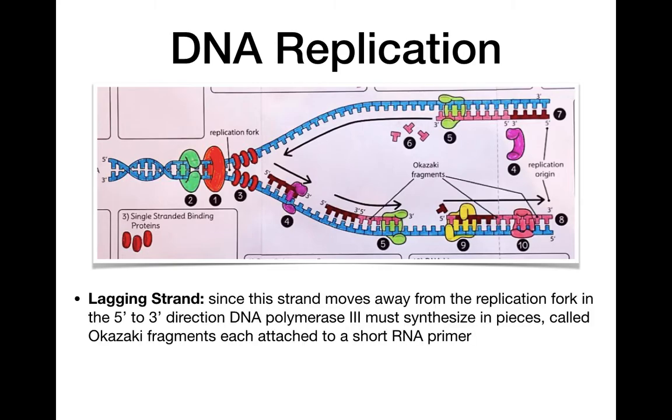Unfortunately, on the lagging strand, it goes in the opposite direction, away from the replication fork, in the 5' to 3' direction. DNA polymerase can only go in pieces, and those pieces are called Okazaki fragments. Think of it as kind of fooling DNA polymerase 3, but it can only fool it for a short period of time, and then it has to start again.